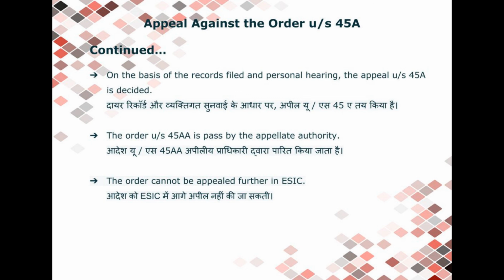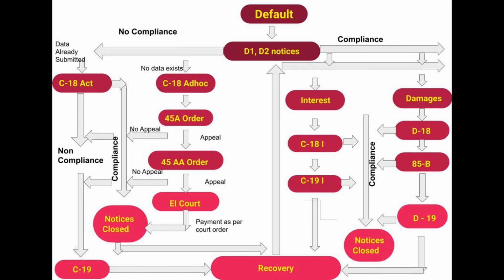After 45A or 45AA, if the employer does not appeal, then he has to comply with the order and pay the contribution due, or a C19 notice is issued as already told, and a recovery officer of ESIC recovers that amount from the employer. Once C19 is issued in 45A or 45AA cases, the only appeal lies in the court of law, nowhere else. So this is how the notices of ESIC work.